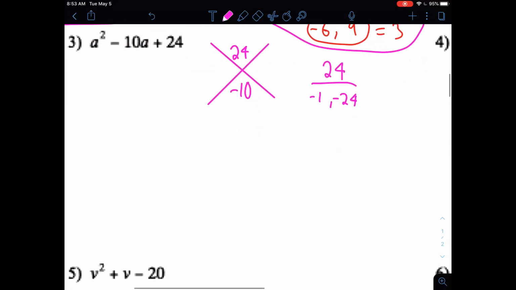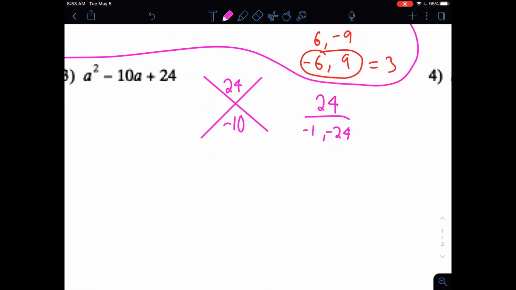All right, what else goes into 24? Let's take our calculator and start dividing. 24 divided by 2 is 12, so we're going to have negative 2 and negative 12. I would just put 2 and 12, but we need negatives, so that's why I put negative there. 24 divided by 3 is 8, so we got negative 3 and negative 8. 24 divided by 4 is 6.